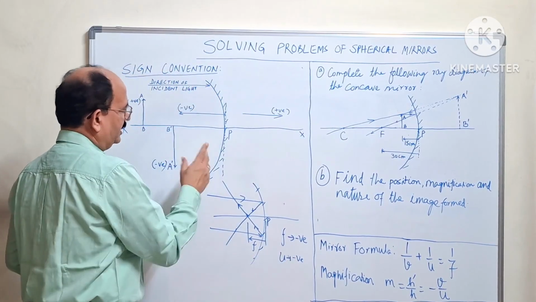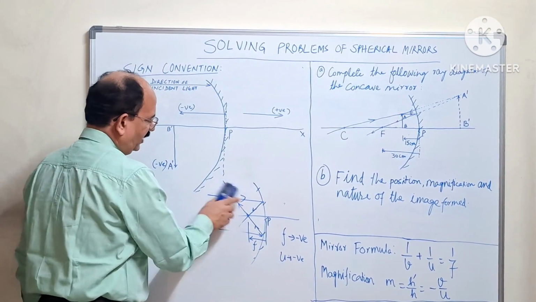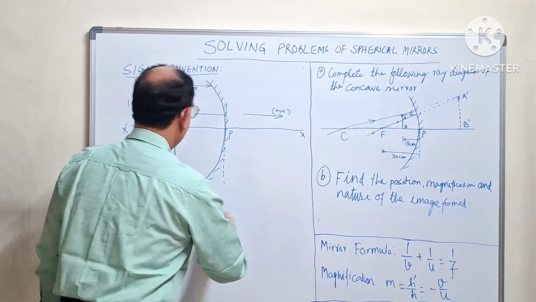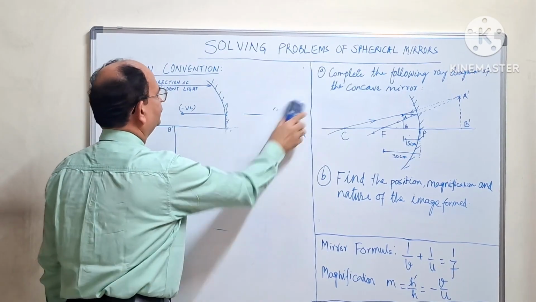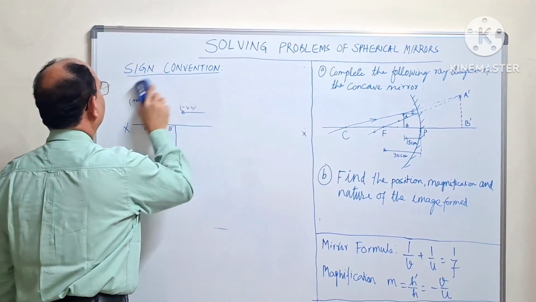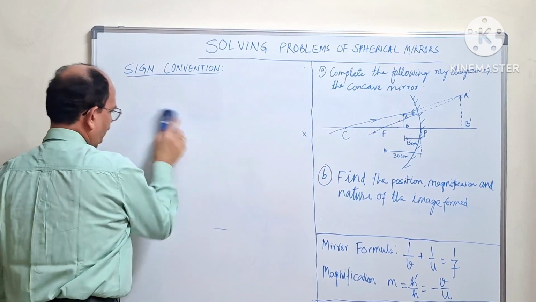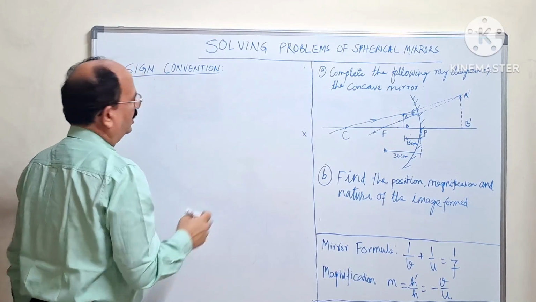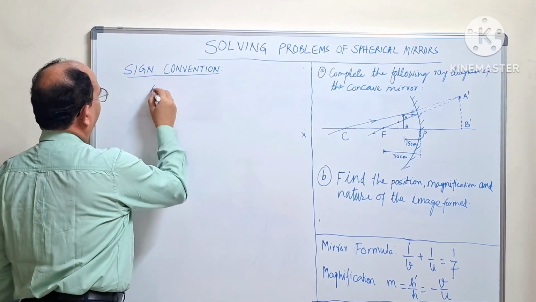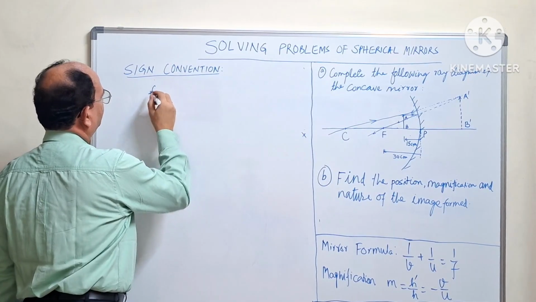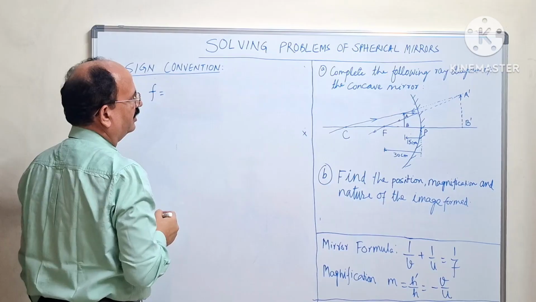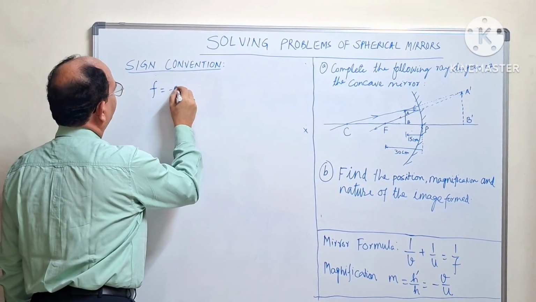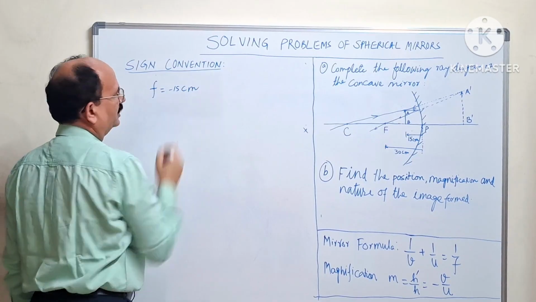So let's now put the values. I will rub it out. Let's put the values. So what do we get? The focal length, because it is a concave mirror, I explained that in case of concave mirror, the focal length will be negative, that is minus 15 centimeter.